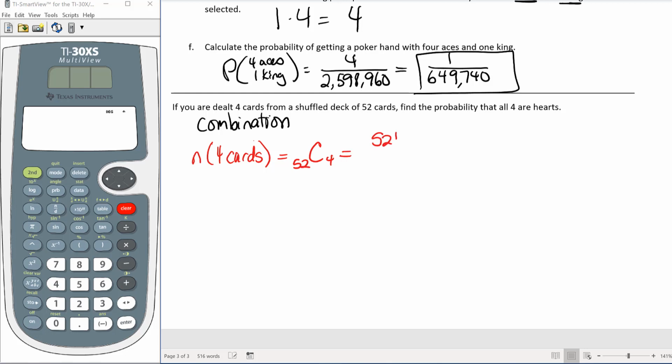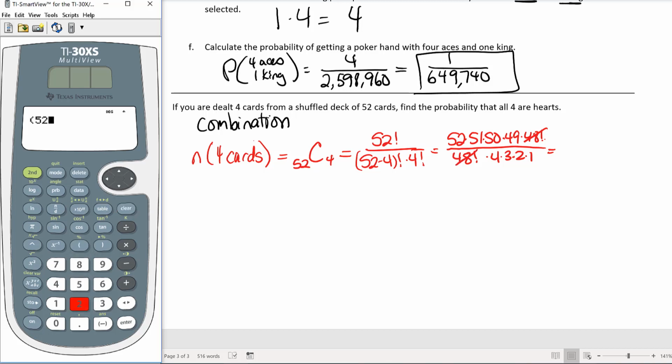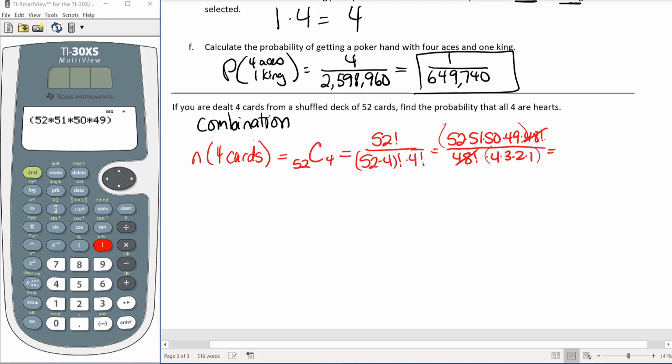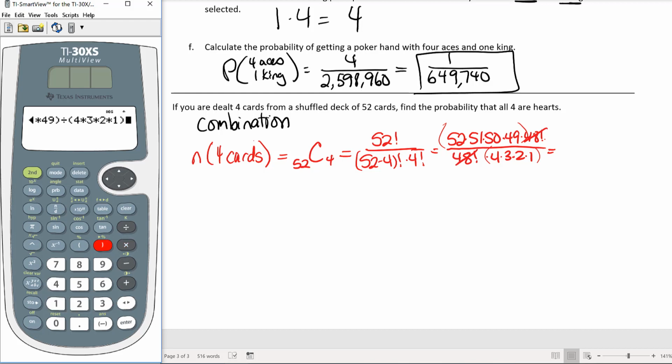So we have 52 factorial over 52 minus 4 factorial times 4 factorial. 52 times 51 times 50 times 49 times 48 factorial. I stop at 48 factorial because 52 minus 4 is 48 factorial, and the 48 factorials divide out. So then I go to my calculator, 52 in parentheses times 51 times 50 times 49. Close that parenthesis, so I'm putting parentheses around the top. Then divide by, and open another set of parentheses, 4 times 3 times 2 times 1, close that parentheses.